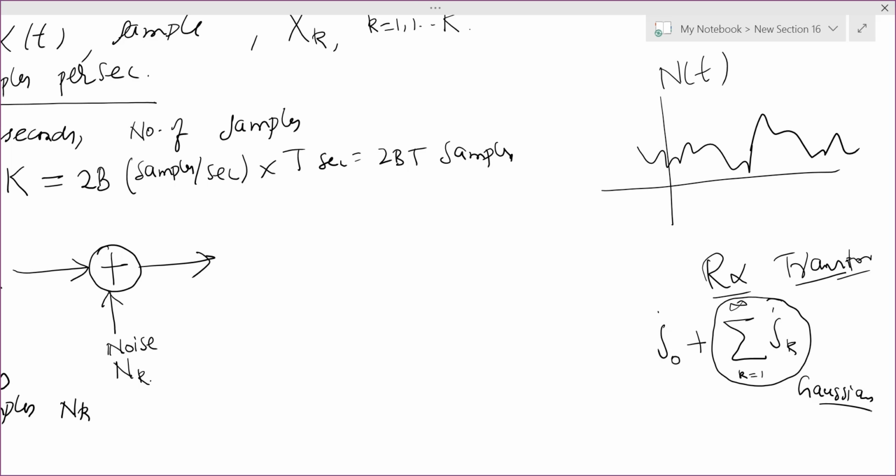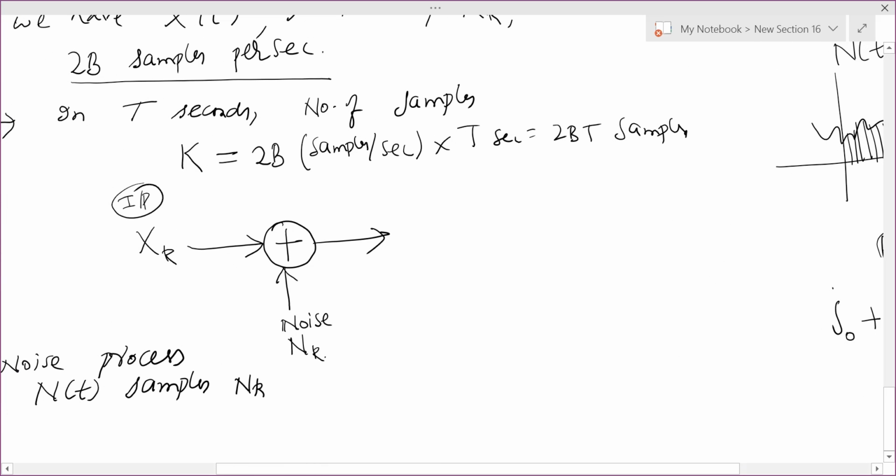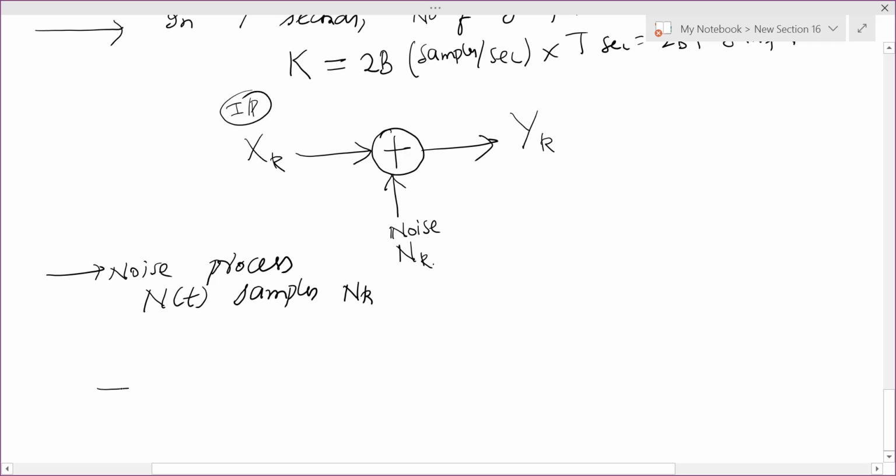But right now, let's take a noise n of t. We will now sample this noise, and the resulting samples we denote by n of k. That is what we show here. At the output, we are writing yk, what we receive. Now, since in this channel model we have a noise whose distribution we assume as Gaussian, it is additive in nature.